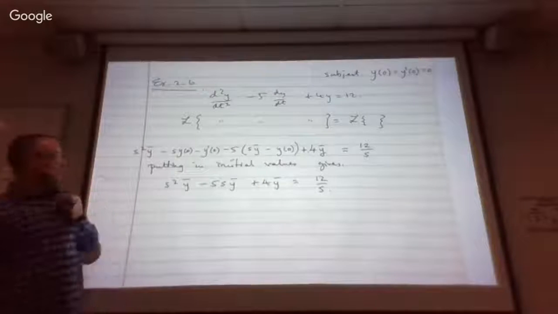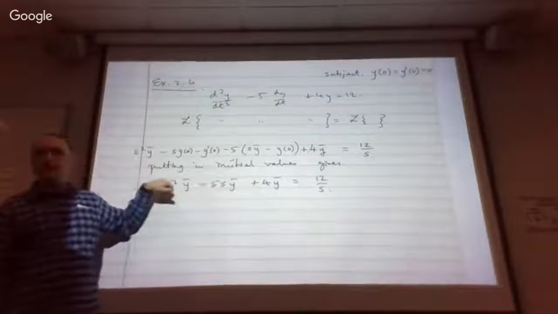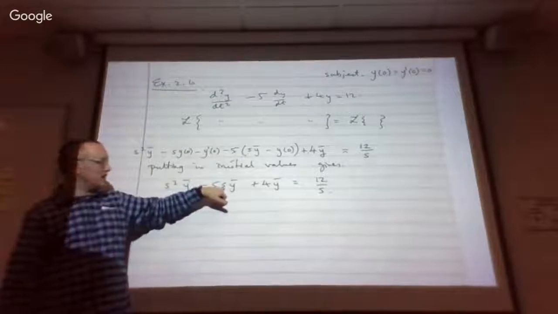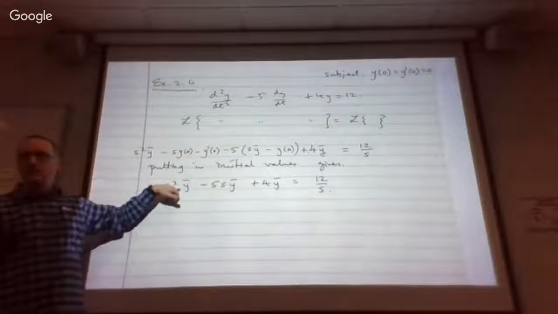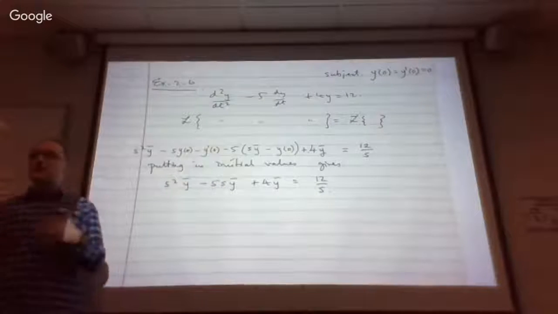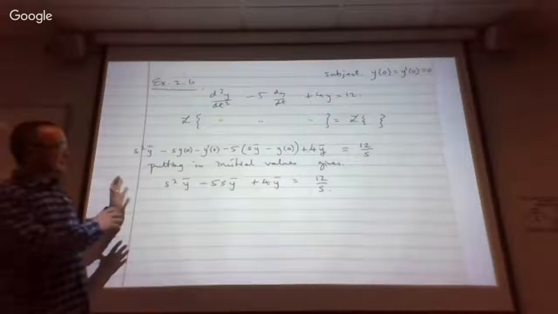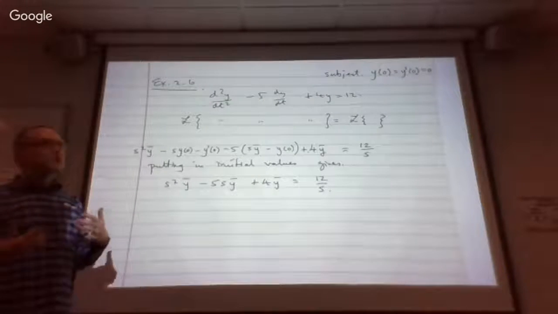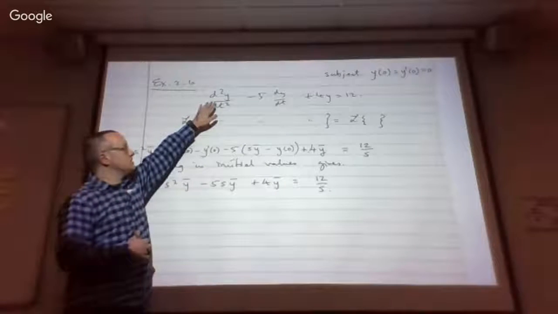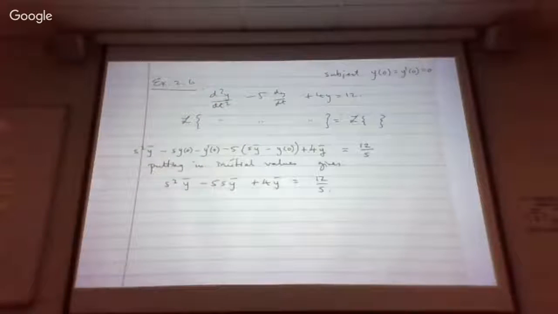It's slightly complicated by the fact it's multiplied by various s's. Multiplied by 5s here, multiplied by s squared there. Well, that's okay. That's an algebraic complication, a kind of polynomial complication, which is easier to deal with, easier to make progress with than the different differential operators up there in the original equation.